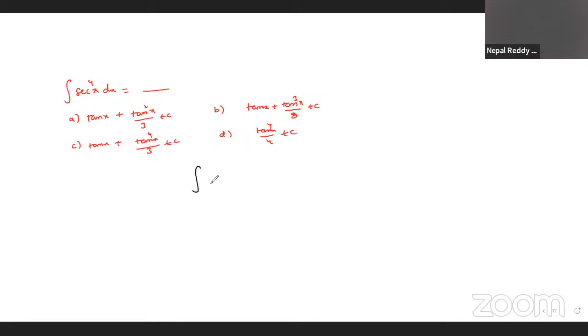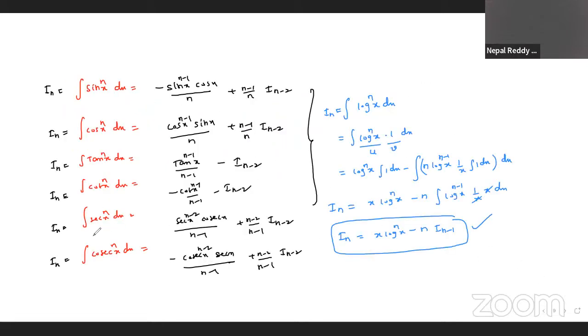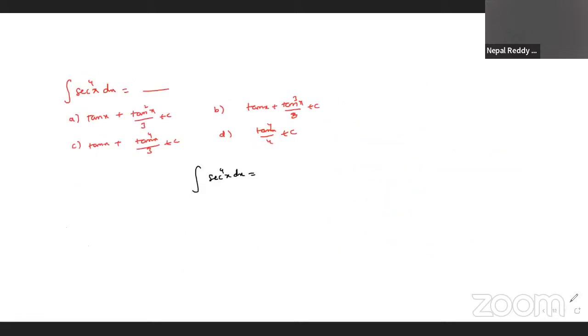Here, secant power 4 x dx. Actually, you have a reduction formula in terms of secant power n, but here the solution is in terms of tan. For secant and cosecant, right, here it is not cosecant, here it is tan, and there it is cot. Secant x whole power n, you have this reduction formula, but it is not worked out in this question. Why? Because the solutions are entirely in terms of tan.